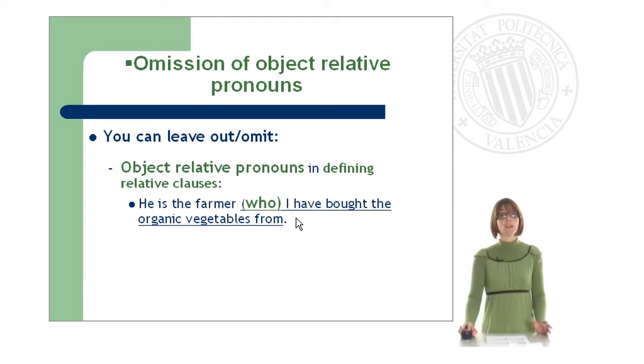And therefore we can leave it out. We can omit the relative pronoun. Therefore, it's more natural to say, he is the farmer I have bought the organic vegetables from.